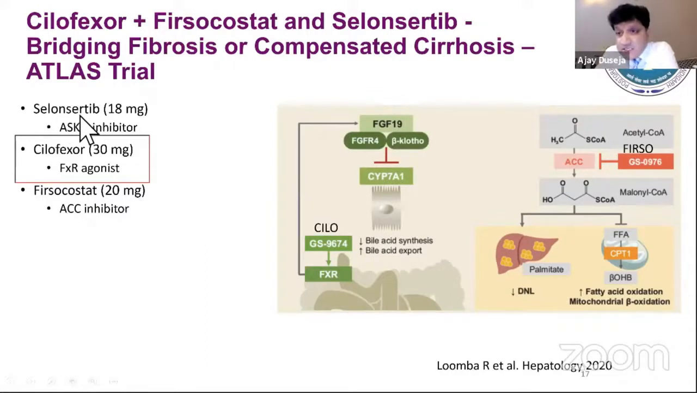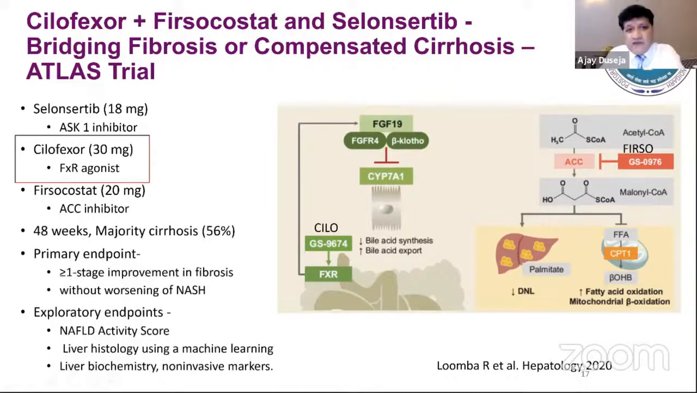One is selonsertib, which I said is the ASK1 inhibitor, 18 milligram. Cilofexor, the normal dosage usage is around 120 milligram. So here, when they were using it in combination, they could reduce the dosage to 30 milligram, thereby trying to reduce the side effects of the FXR agonist. And the third drug was Firsocostat, which, as I said, is the ACC inhibitor. The trial went on for 48 weeks, almost a year. As I said, 56% of these patients were cirrhotics, or had bridging fibrosis, which means F3, and around 60% were F4 or cirrhotics. And they were trying to look for improvement in fibrosis without worsening, and also some other endpoints.